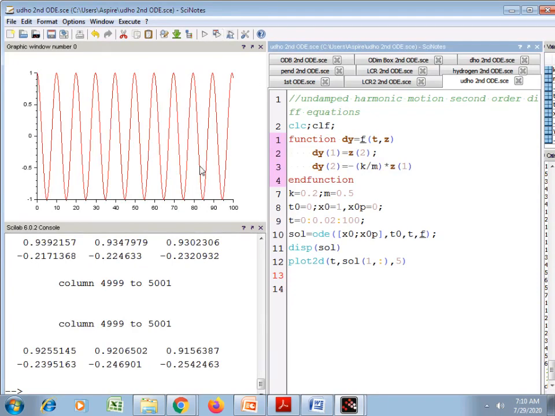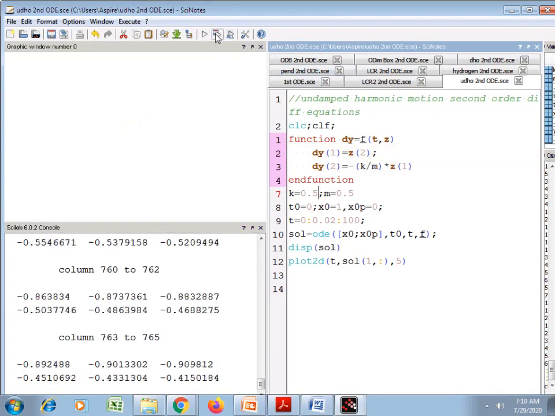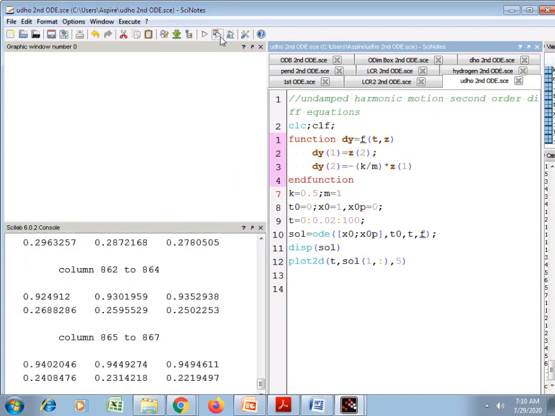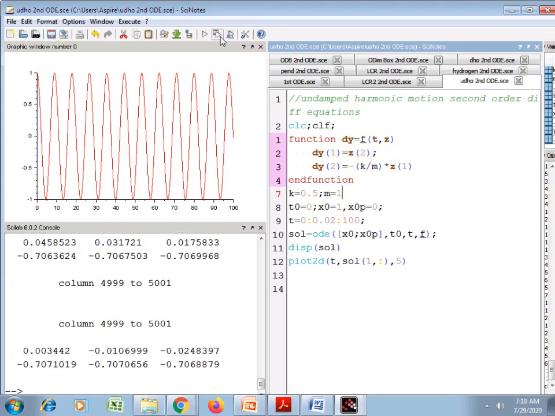So this is the solution of the undamped harmonic oscillator equation. You can change the values. If you change the value of k, there will be a change in the frequency of the sinusoidal signal. If k is increased, the frequency will increase. If m is increased, then the frequency will decrease.